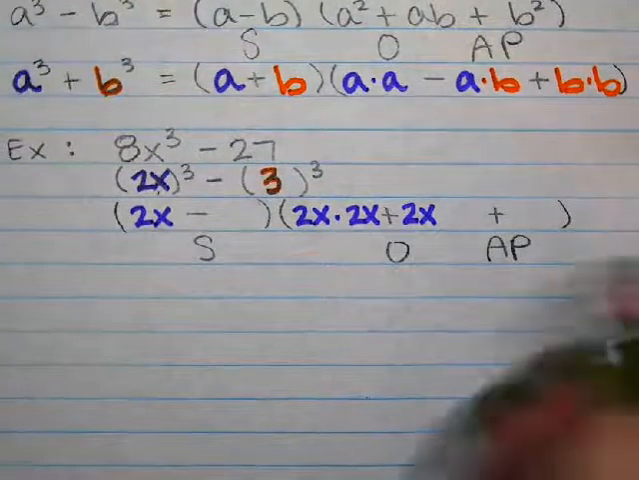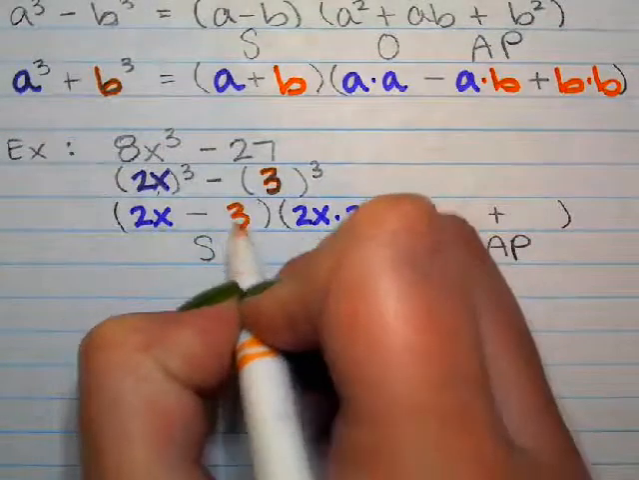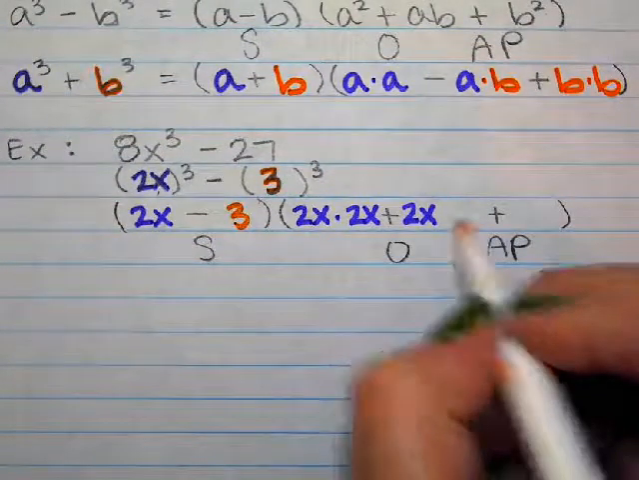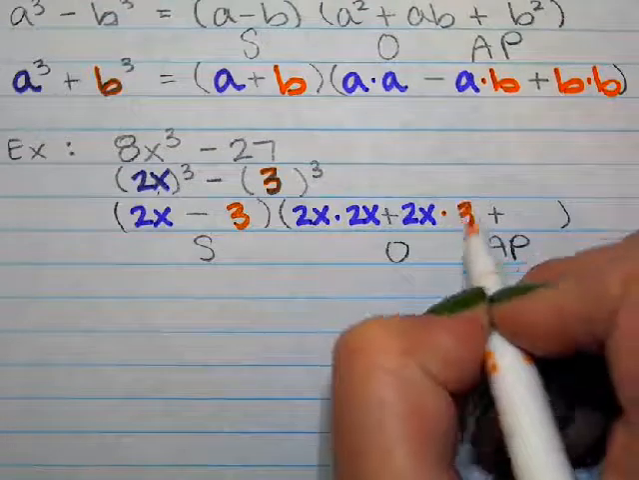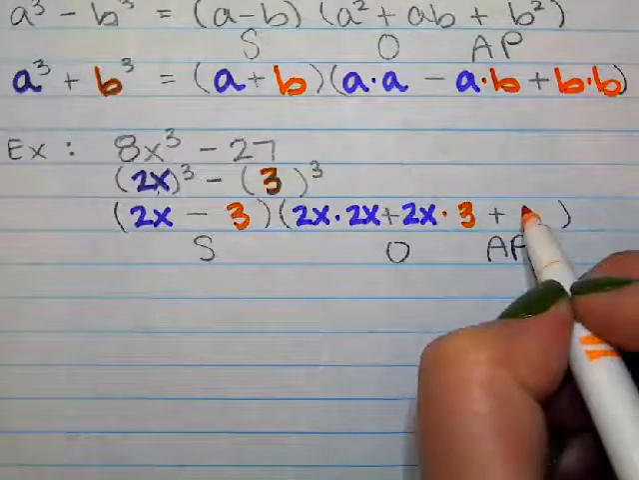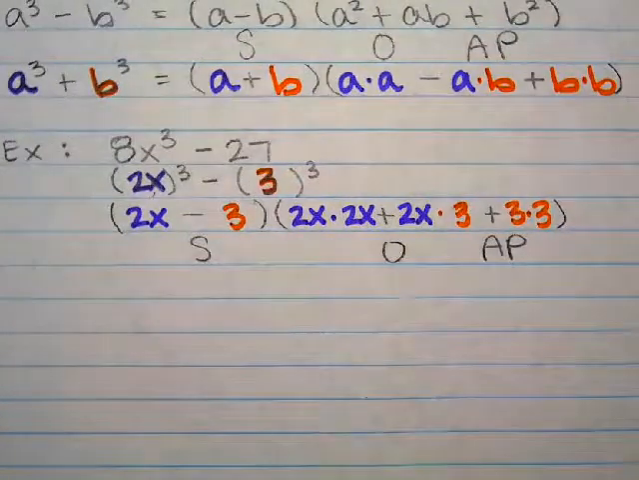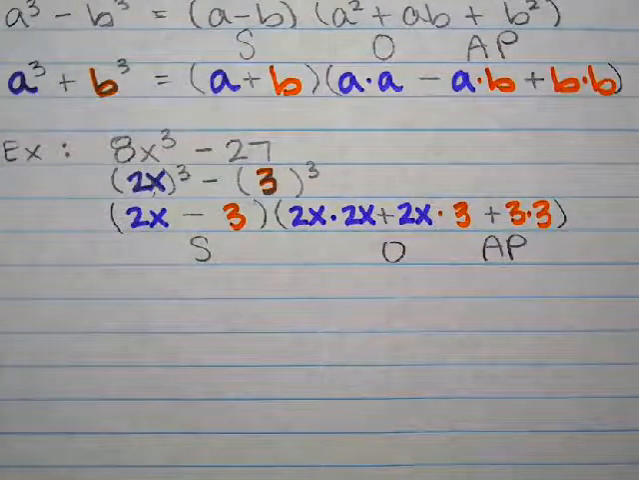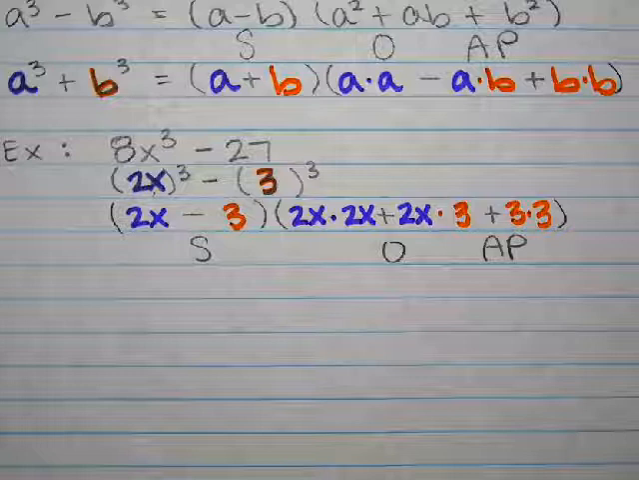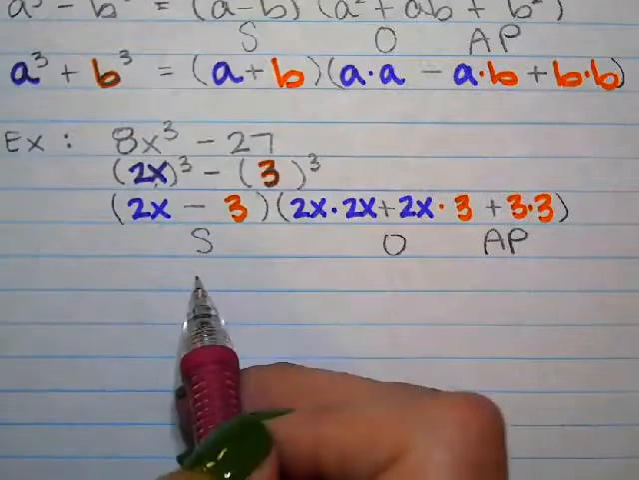Next, I'm going to grab my second color, 3. And I've got 3. And then I'm going to finish this one, so times 3. And then I'm going to do this one, 3 times 3. Okay? And so now I'm going to go ahead and clean it all up.